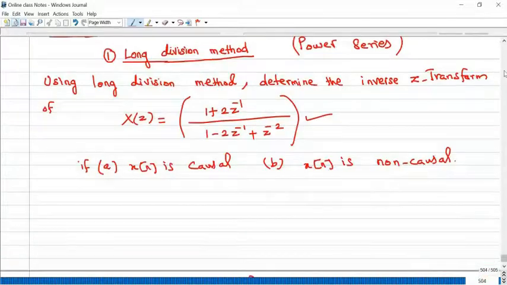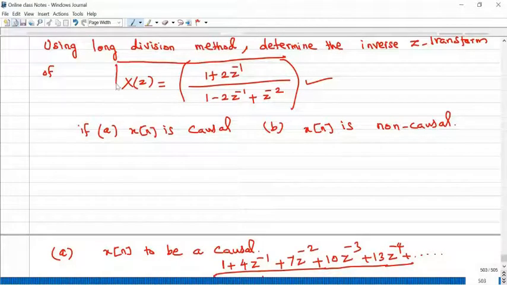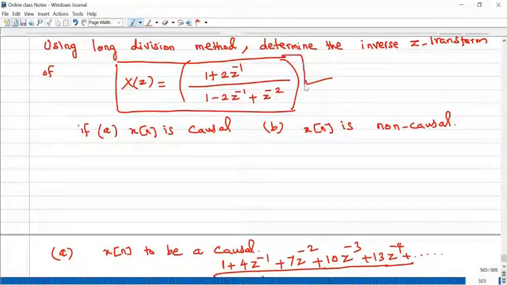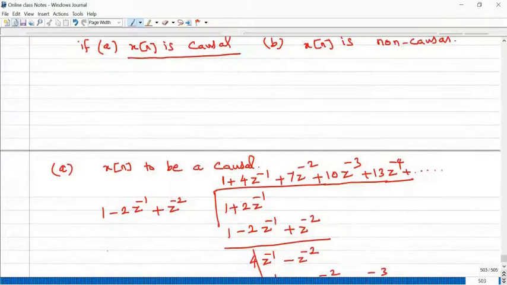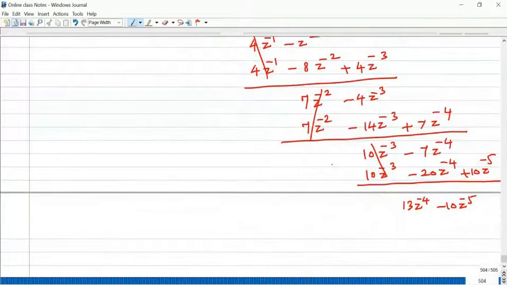For the long division method or power series method, given X of z, you must write it in the form of 1 plus z power minus series. Denominator also. For x of n to be a causal signal, take it as it is: 1 plus 2 z power minus 1, 1 minus 2 z power minus 1 plus z power minus 2. As it is, you have to take it and proceed. So this will be continuing.